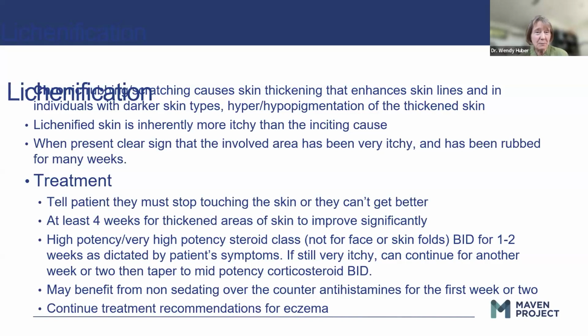The other thing I will tell them is that I cannot get them better unless they stop touching the skin. Generally, it will take at least 4 weeks for thickened skin to improve significantly. Depending upon the location, I will tend to go to the high potency or very high potency steroid class. And it will take a while, as we said, for them to get better. So I will use that high potency class for close to 3 to 4 weeks, sometimes longer, but I'll see the patient back after a month. Non-sedating antihistamines can be helpful as well. Next slide.